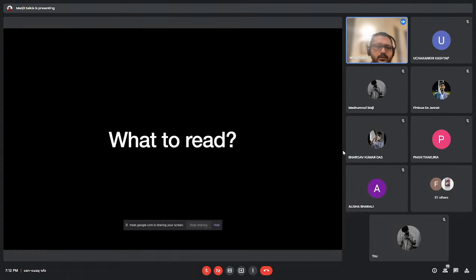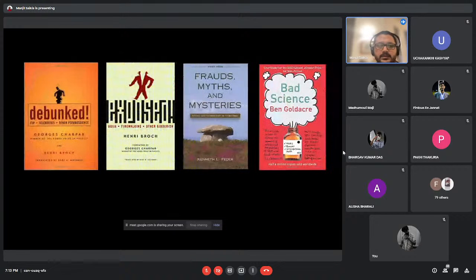So I want to give you some materials, and this is a very subjective list, in the sense that these are books that I've read and enjoyed, and there are hundreds and hundreds of books which are probably better, which I've not read, so I cannot really say about them. So these are 4 books which talk about some of the things which I mentioned.